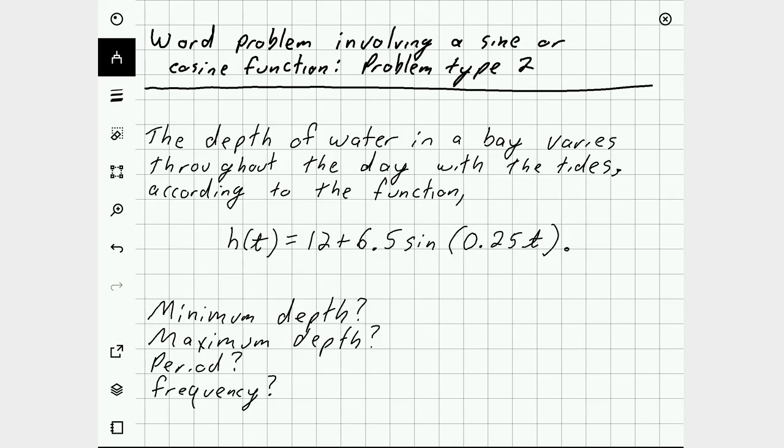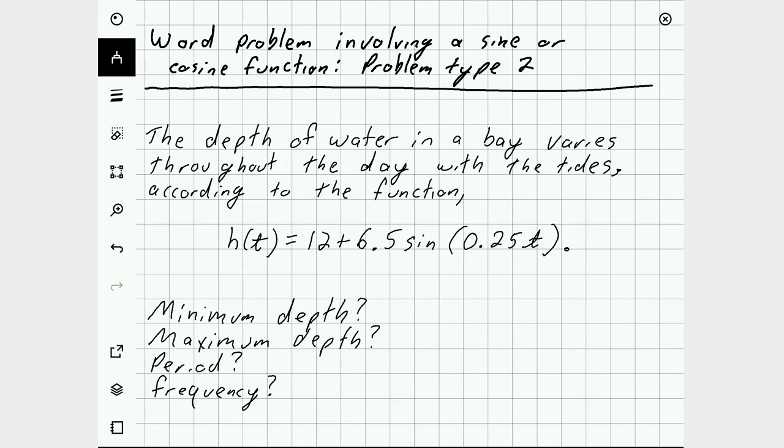Word problem involving a sine or cosine function, problem type 2. Again, you can see I have a problem already teed up, so let's just dive in. The depth of water in a bay varies throughout the day with the tides according to the function h of t equals 12 plus 6.5 times the sine of 0.25t.